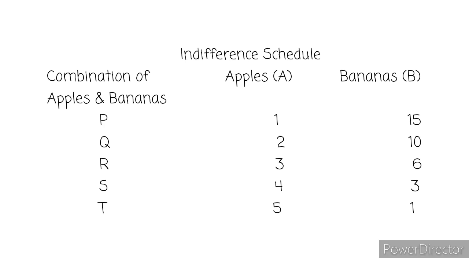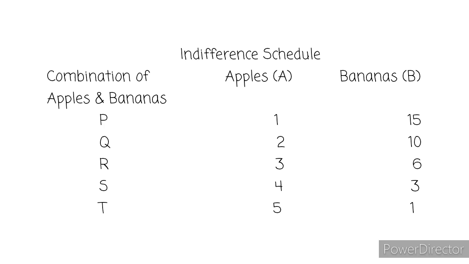Suppose the apples are 1, 2, 3, 4, 5 and bananas are 15, 10, 6, 3, 1. So what this schedule says is that 1 apple and 15 bananas give the consumer the same level of satisfaction that 3 apples and 6 bananas give, and 2 apples and 10 bananas give. All of these bundles provide the consumer the same level of satisfaction.